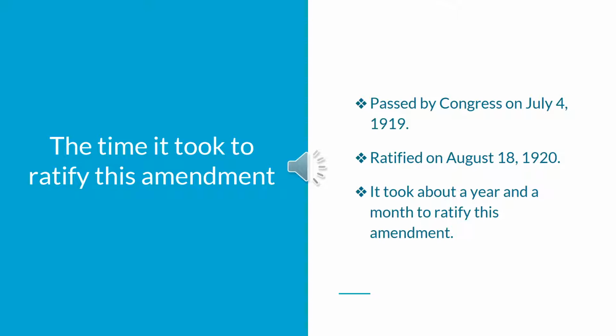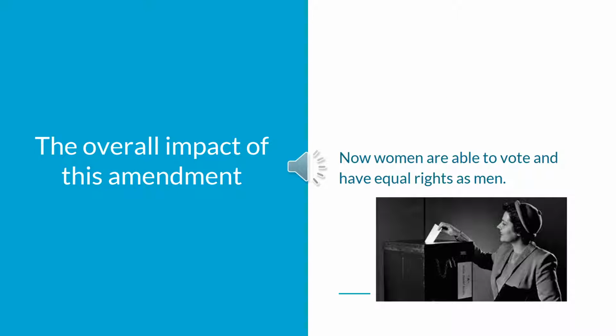Amendment 19 was passed by Congress on July 4, 1919. It was ratified on August 18, 1920. It took about a year and a month to ratify this amendment. The overall impact of Amendment 19 is that now women are able to vote and exercise their equal rights as men.